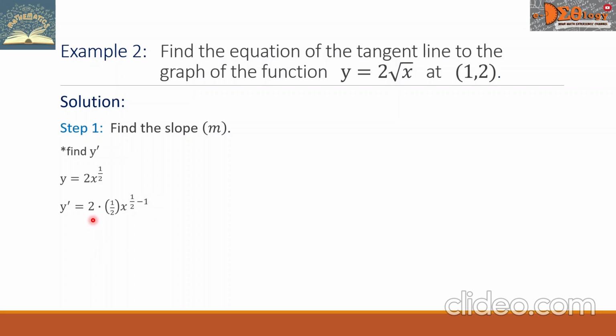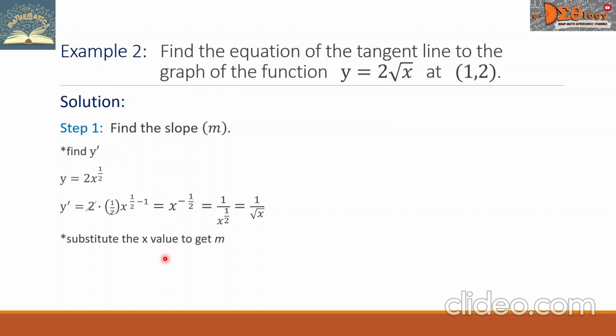And then we can simplify. We can cancel the 2 with the denominator 2. And for the x with negative 1/2 power, we can rationalize the negative exponent. So we have 1 over x raised to positive 1/2. And in the denominator, we return the radical. So we have 1 over square root of x.